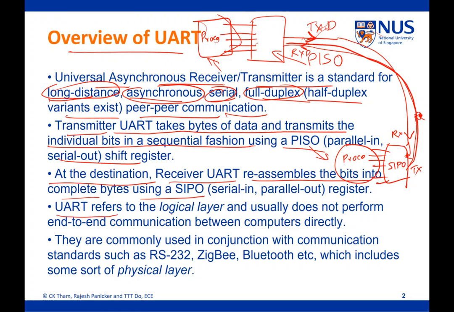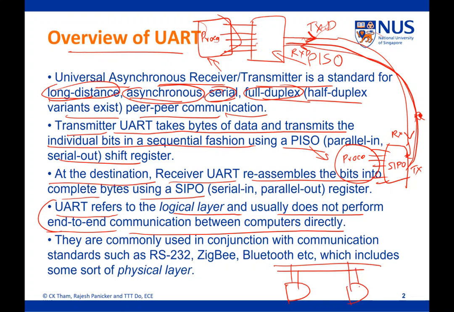UART refers to the logical layer and usually does not perform end-to-end communication between computers directly. Now this is very important, and this is a significant difference from your I2C. In I2C, you send data directly onto the set of wires you have. Whatever you send is received directly, there is no intermediary. So if two devices are talking to each other using I2C, they connect to the same set of wires, and whatever you send here will be received directly.